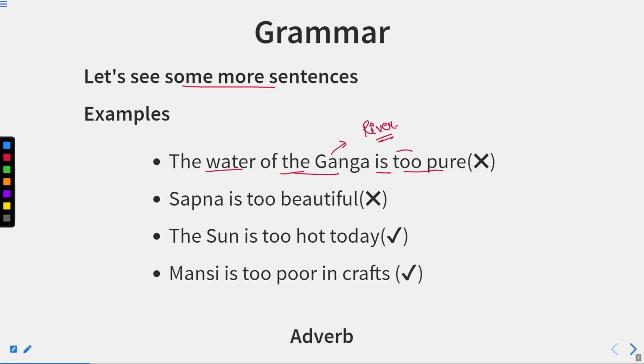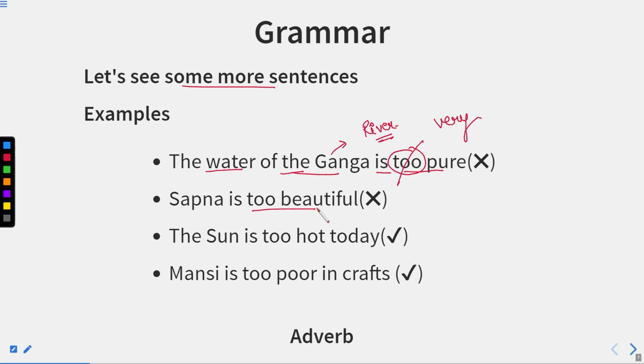Therefore, this use of too is incorrect over here. It should not be there. In fact, this should be replaced with very. So the correct sentence should be the water of the Ganga is very pure. Too pure is incorrect over there, just because it will make the sentence negative. If I say very pure, that will make the sentence positive. If I write too with any adjective, that will spoil the sentence, or that will make the sentence incorrect.